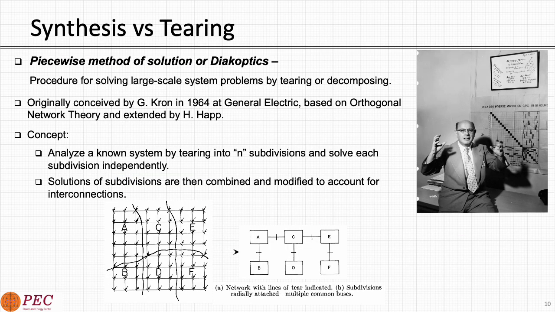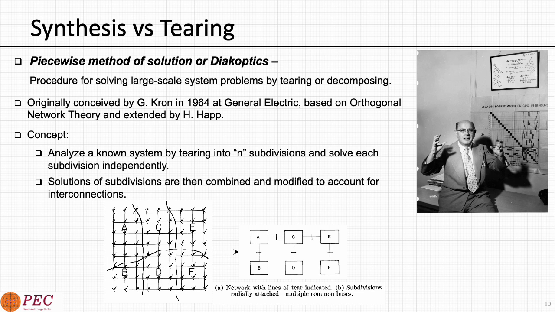So now that we have a basic understanding of the synthetic method, let's take a look at its complementary method, which is the tearing method, or the piecewise method of solution, known as diacoptics. It was originally introduced and conceived by Gabriel Kron in 1964 at General Electric. This is a procedure for solving large-scale system problems by tearing or decomposing. It's based on orthogonal network theory and was later extended by Happ.